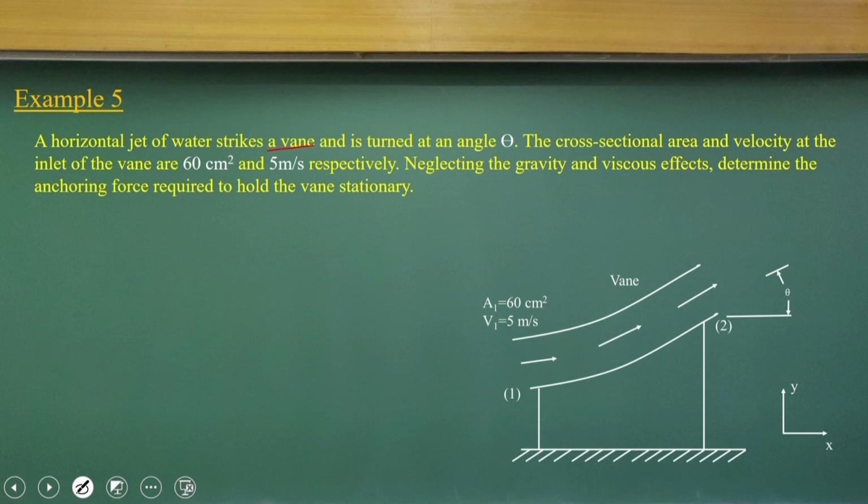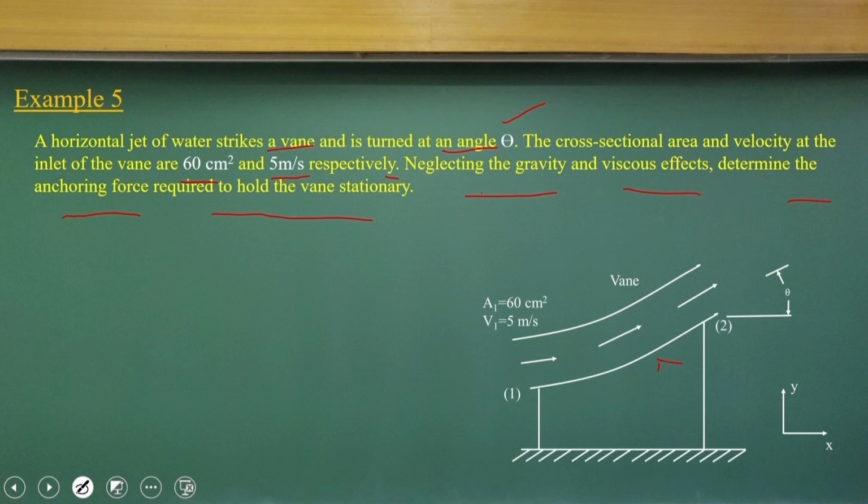strikes a vane, this is the vane, which turns the jet through an angle theta degrees. The cross-sectional area and velocity at the inlet of the vane are 60 centimeters squared and 5 meters per second respectively, neglecting gravity and viscous effects. Determine the anchoring force required to hold this vane at rest, or stationary. This is a very simple problem.